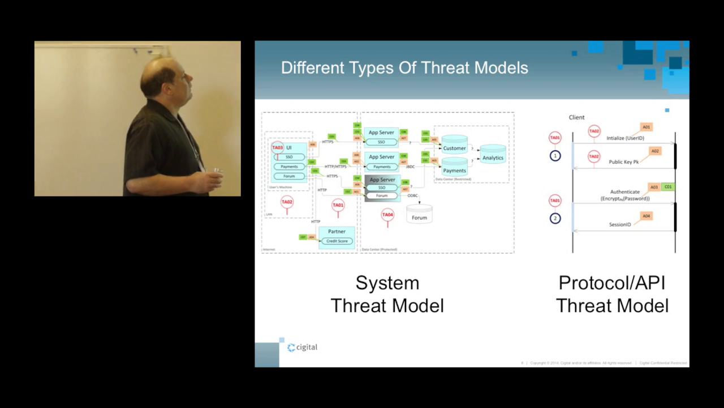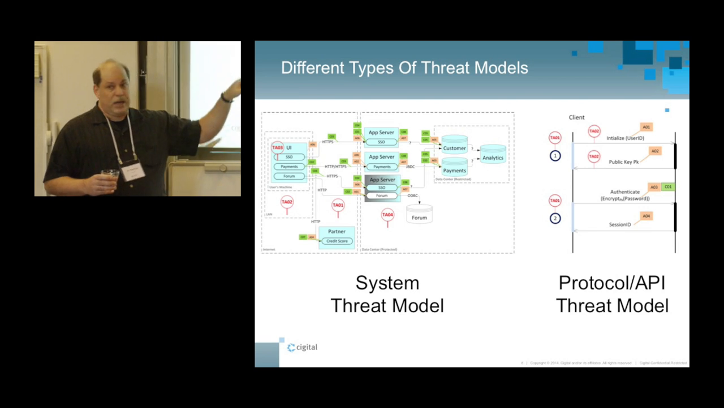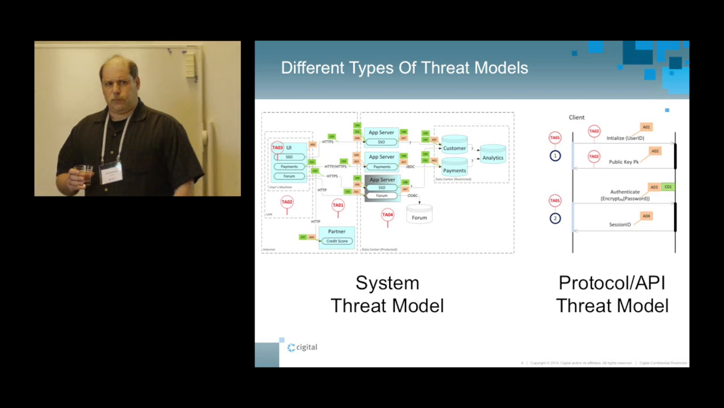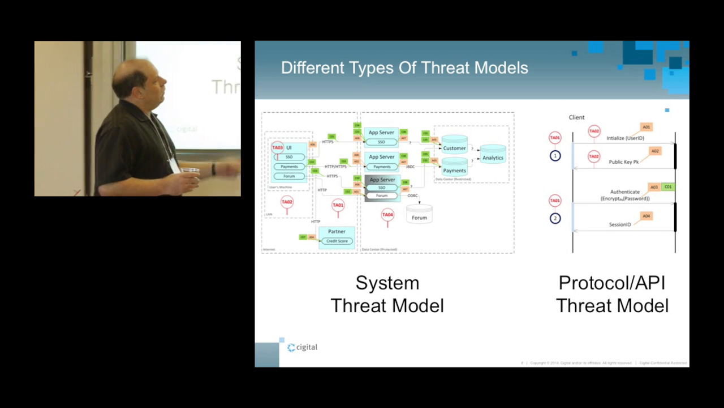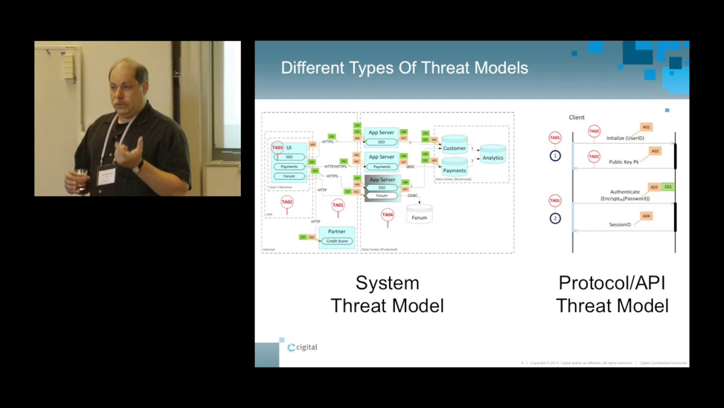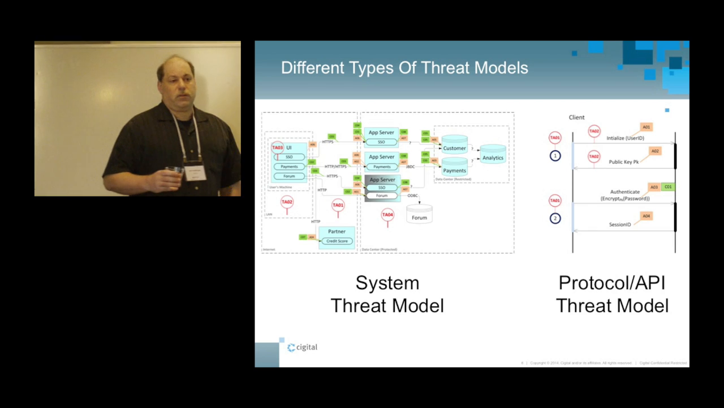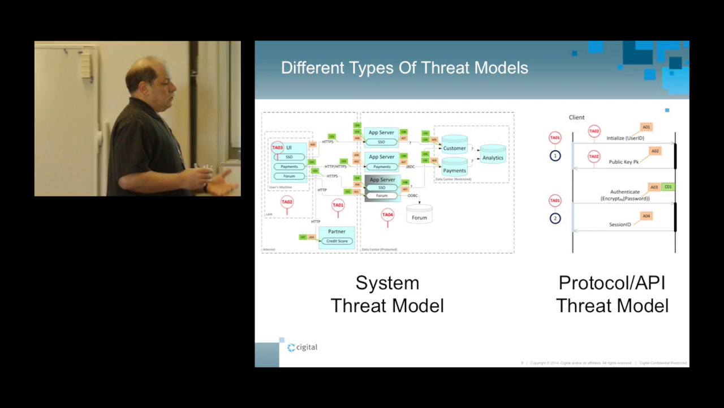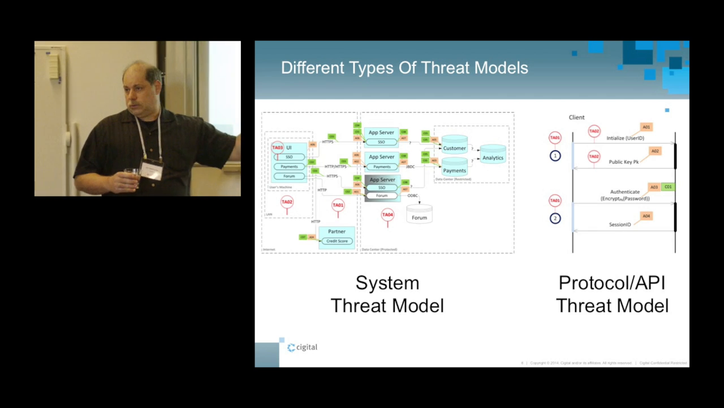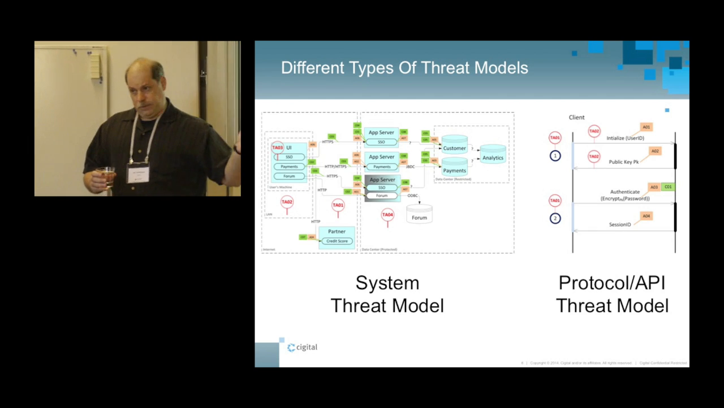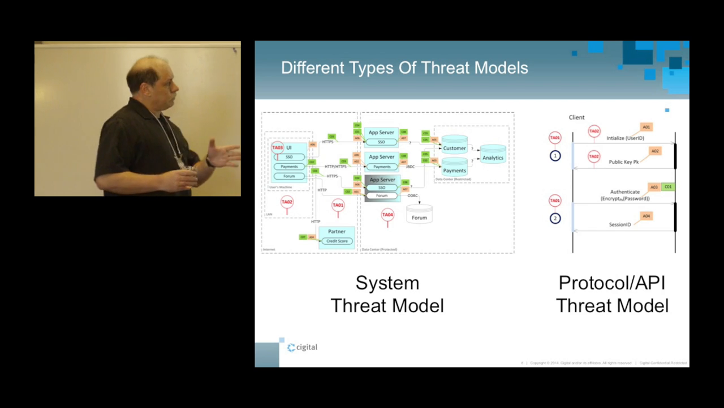So we have a system threat model, and we have a protocol threat model. Same icons, different meaning for the protocol. When we're talking about a protocol or an API, the assets are oftentimes the parameters. It's the data that's being handed across the wire to the other side. The threat agents are really, we're worried about man-in-the-middles. So our threat agent is the client and the wire. That's where bad things can happen.